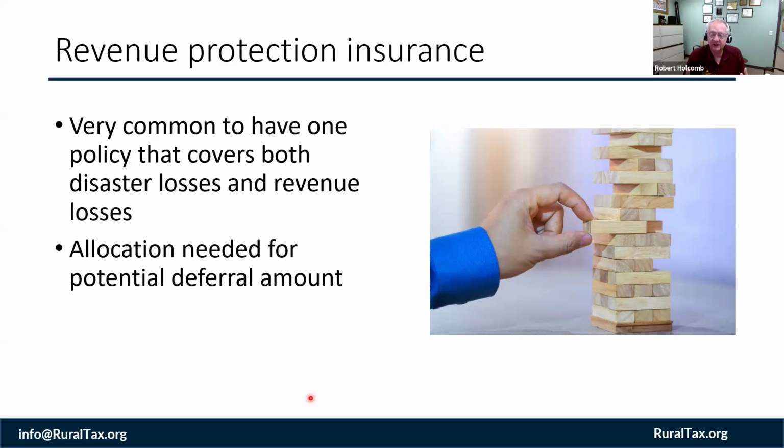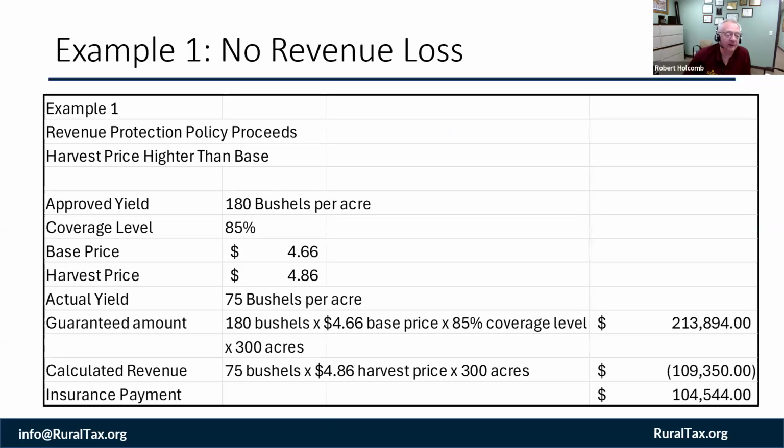If you do have that type of coverage, and you have a claim, it's very likely that it might include both revenue coverage and damage and disaster, then you have to do a reasonable allocation. And that's actually where we're going next in the program here.